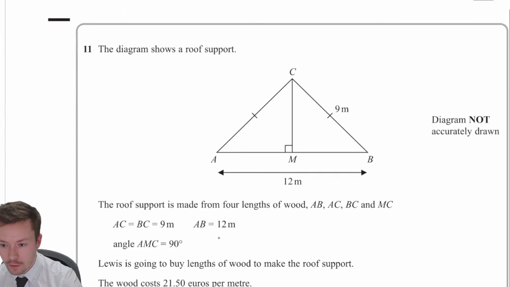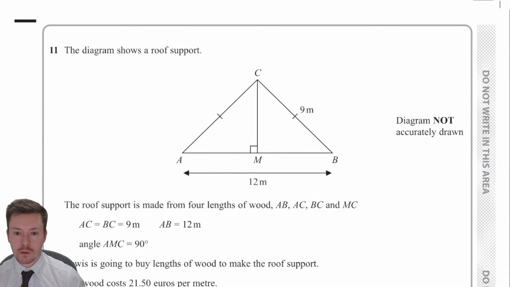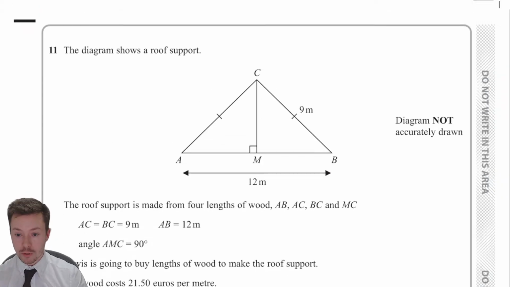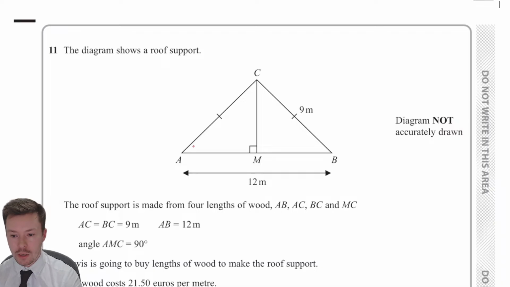Okay, next one. To zoom this out slightly here. Okay, question 11. We got this shape. It says the roof support, this is a roof support, that's what the diagram is made from 4 lengths of wood, A to B, so that's all the way along here, A to C, B to C, and M to C. So all of those lines, we can see there are pieces of wood, okay, and we've got lengths there of those pieces of wood. Angle AMC is labelled as 90 degrees, which means that this must also be 90 degrees.